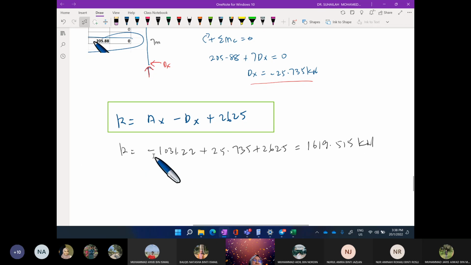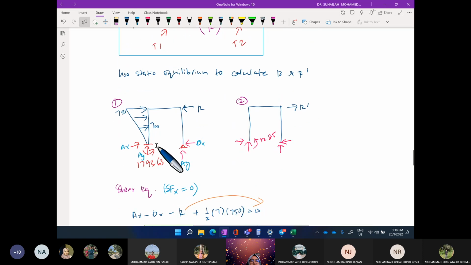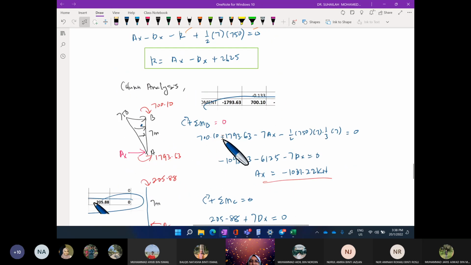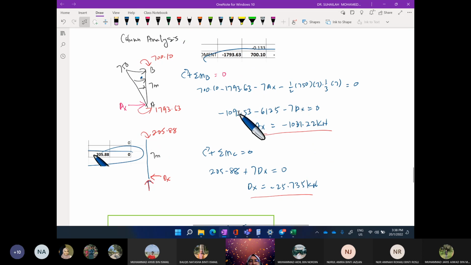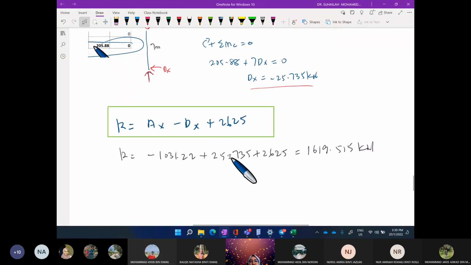For the second table, for R prime, we should do the same process. It will be easier than this because there is no triangular load like this. This concept of identifying AX and DX you can find under topic number 11. So this is how we analyze the R value, and we should do the same to analyze the R prime value.